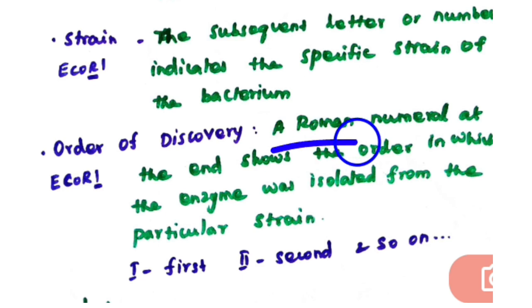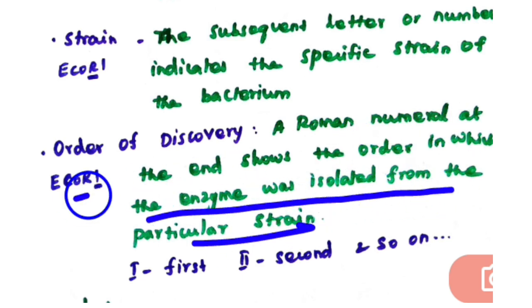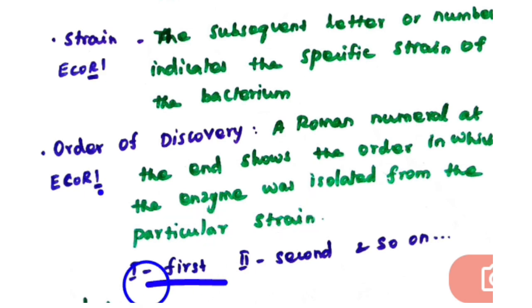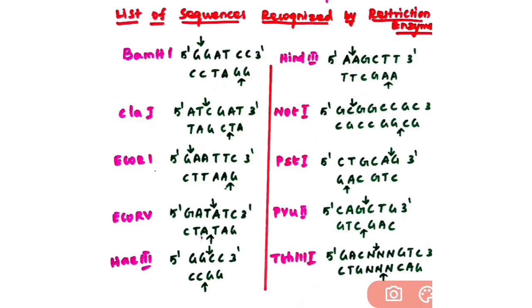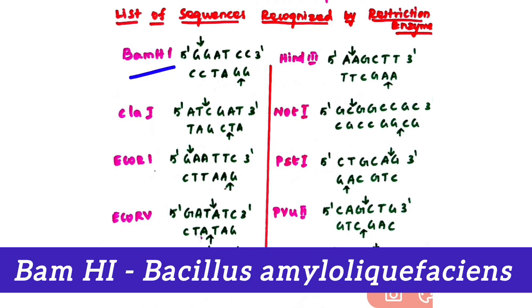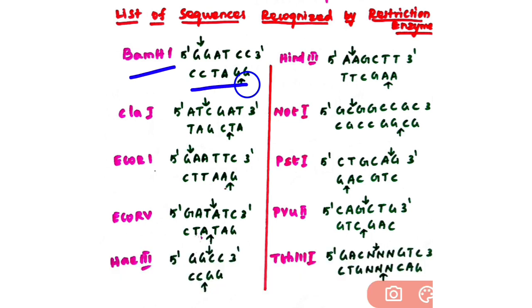Then the last one, a Roman numeral at the end, shows the order in which the enzyme was isolated from this particular strain. So I means first, II means second, and so on. In EcoRI, I means the first enzyme isolated from this strain. In HindIII, III means this is the third enzyme isolated from this strain. Here is a list of sequences recognized by type 2 restriction enzymes. BamHI, which is isolated from Bacillus amyloliquefaciens, recognizes this sequence, cuts in between G and G, and makes sticky ends.